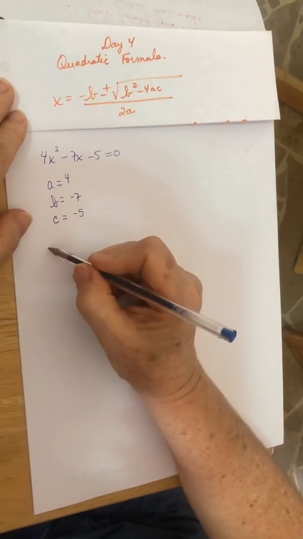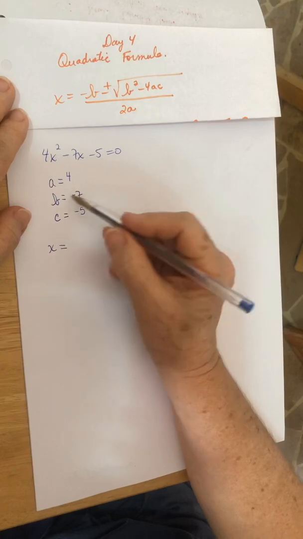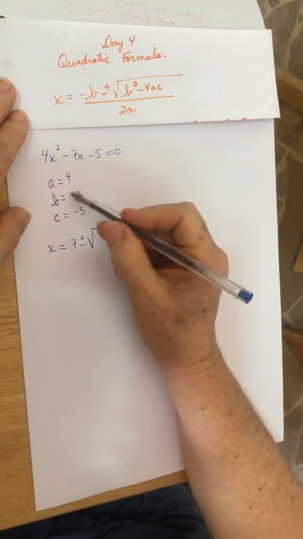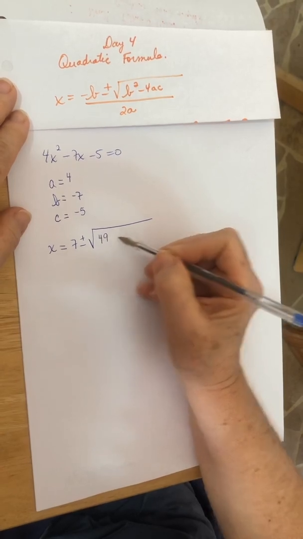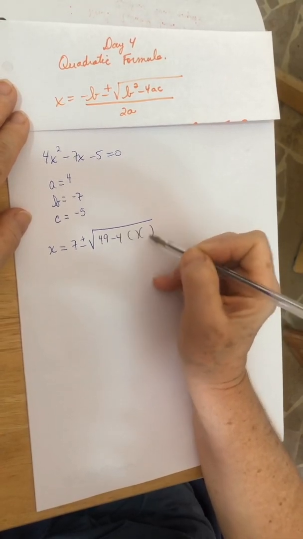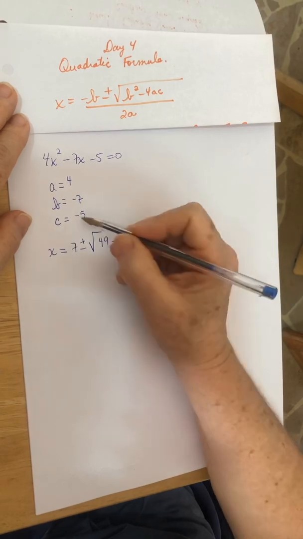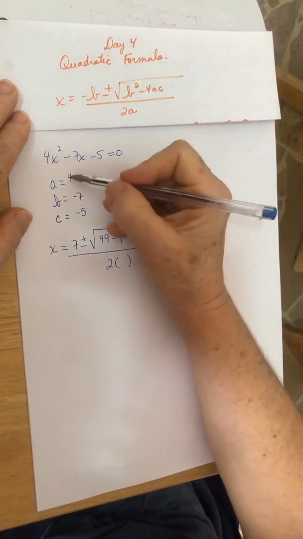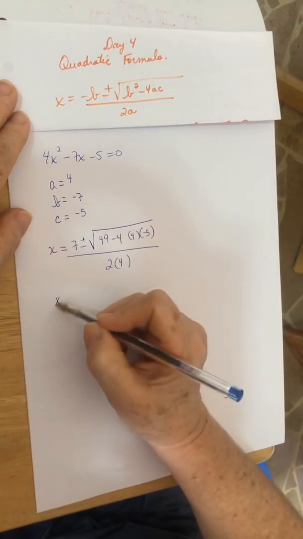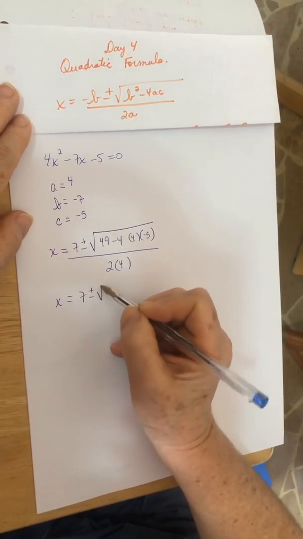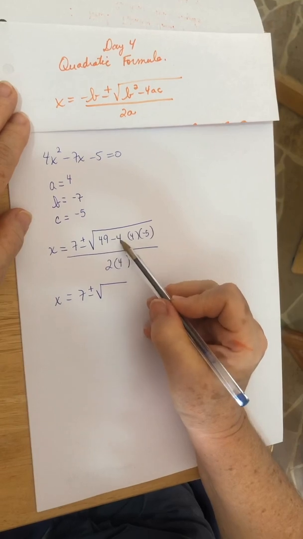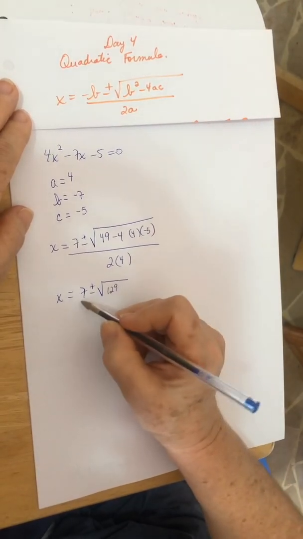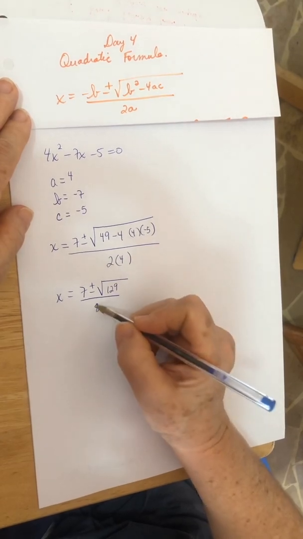So let's substitute. X equals opposite of b plus or minus square root b squared, negative 7 times negative 7, minus 4ac. A is 4. And c is negative 5, all over 2a. A is 4. So now we do what's inside of the radical. 49 minus 4 times negative 5 will give you 129, all over 8.